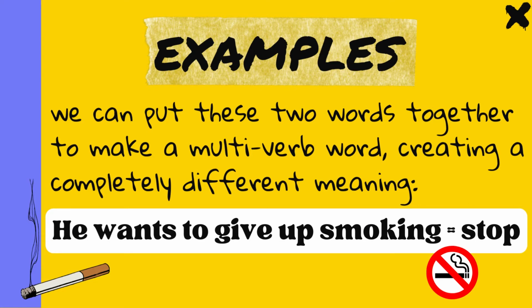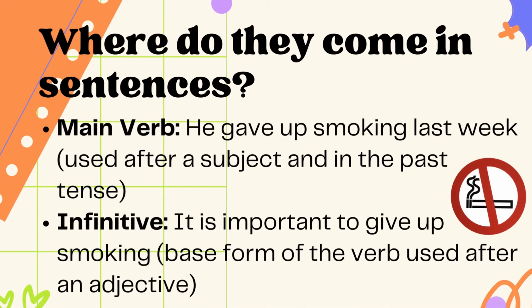Give up means stop. So, give up is a multiword verb we have created by placing together a verb and a particle. Neither give nor up has the same meaning as when they are used on their own. Where do they come in a sentence? Multiword verbs are no different to other verbs in that they can be used as a main verb, after a subject and taking a tense, or in other positions.